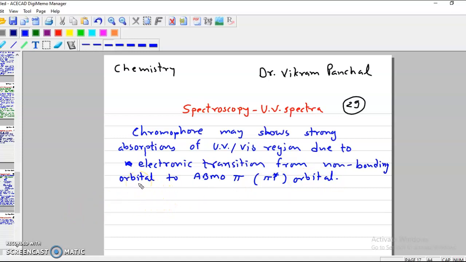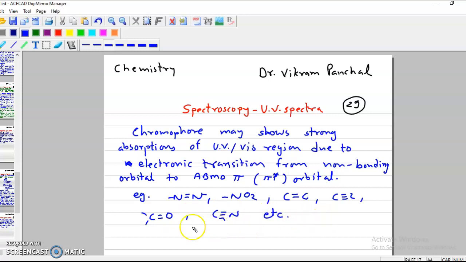There are certain groups of chromophores, and examples are N double bond N, NO2, then C double bond C, C triple bond C, C double bond O, C triple bond N, etc. So these are all considered chromophores because they are responsible for color in the compound.